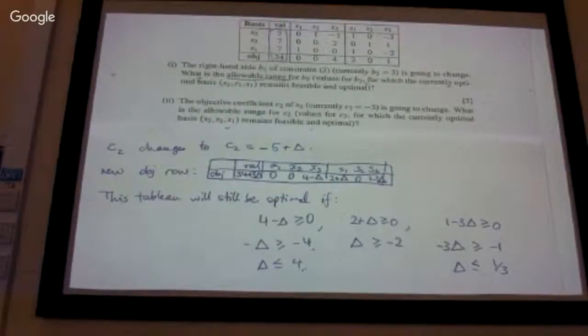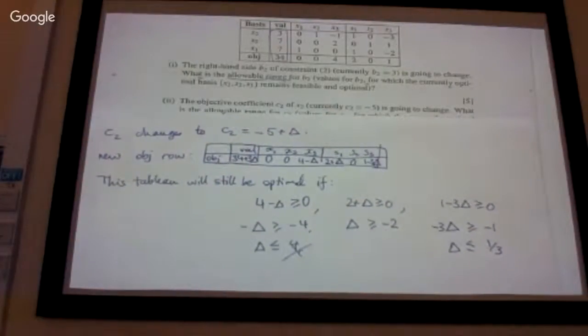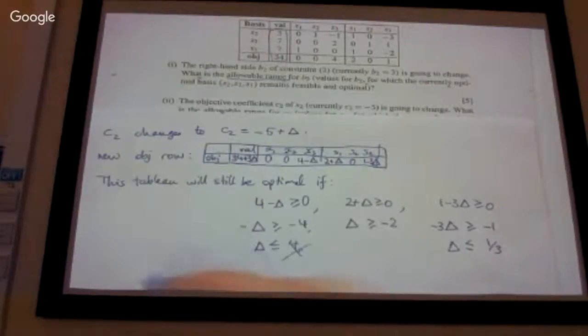One of them we don't need. This one. Because if delta is no more than 1/3, it's certainly no more than 4. So we're looking for any delta between minus 2 and 1/3. And it can stay minus 2, and it can be 1/3. So that's the interval for delta.